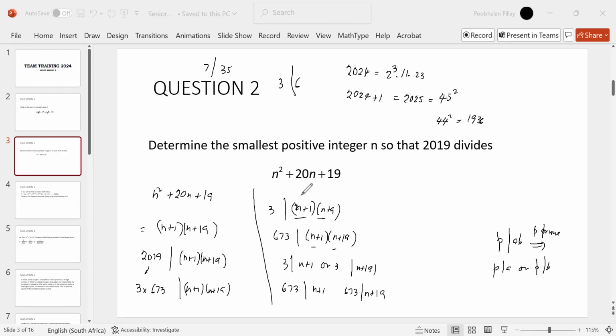Right. So there are various possibilities here. But we're looking for the smallest n which will satisfy this. Let's look at this thing here. 673 is a factor of n plus 1. That means that n plus 1, what are the possibilities for n plus 1?